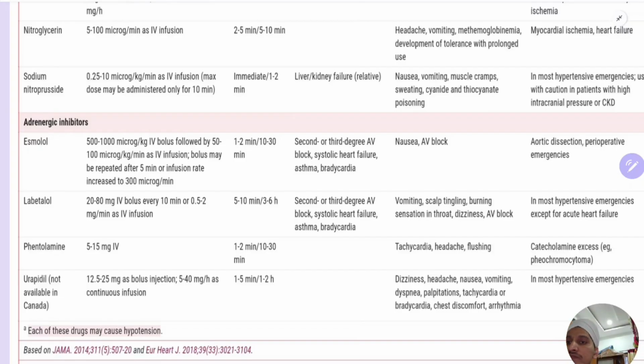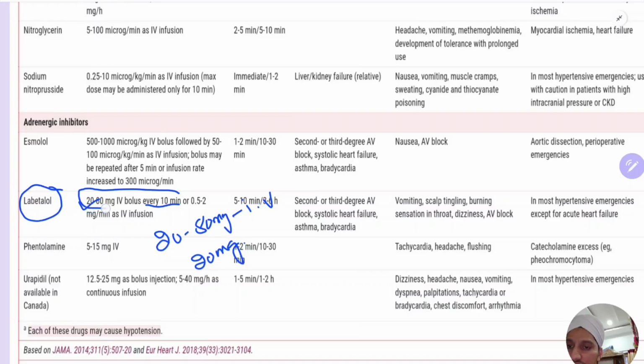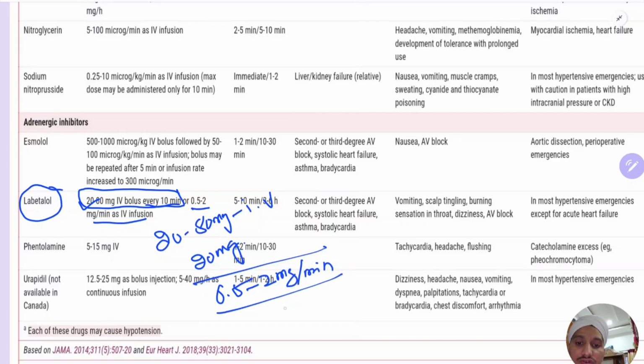Now Labetalol. Okay. So Labetalol is the most commonly used drug. So the dosage is 20 to 80 mg IV bolus. So you can give from 20 to 80 mg bolus dose of this one. So one vial contains maximum 20 mg. Every 10 minutes you can repeat, this is bolus dose. Or you can use it as infusion in the dosage of 0.5 to 2 mg per minute as infusion.